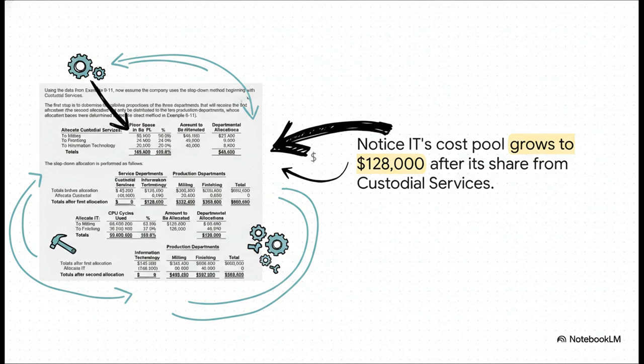See how we start by allocating the custodial costs? A piece of that, $8,000, goes over to information technology. So now, the total IT cost that needs to be allocated has jumped up to $128,000. This makes the whole thing more accurate, because it now reflects the cost of the support custodial gave to IT.